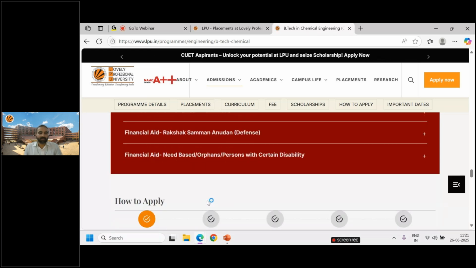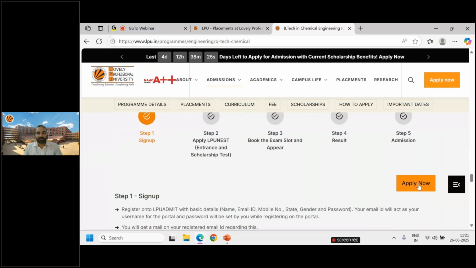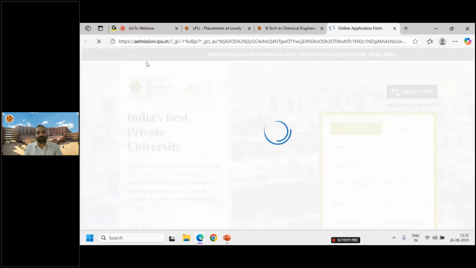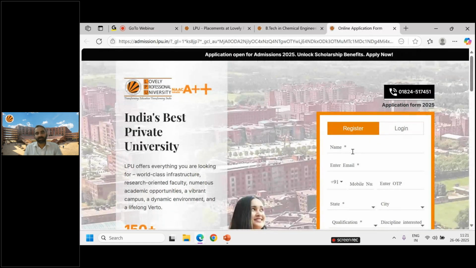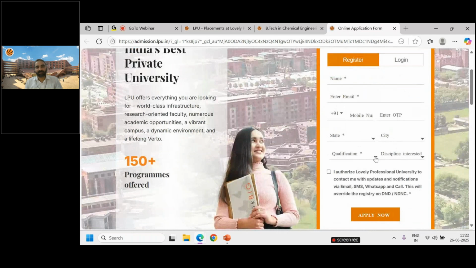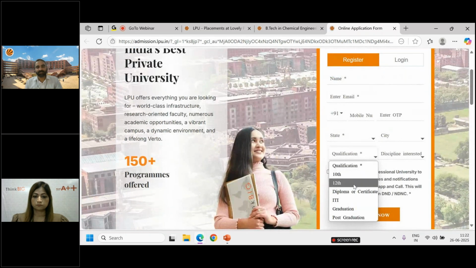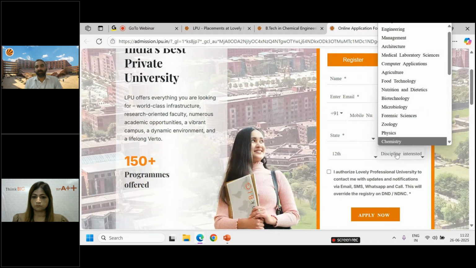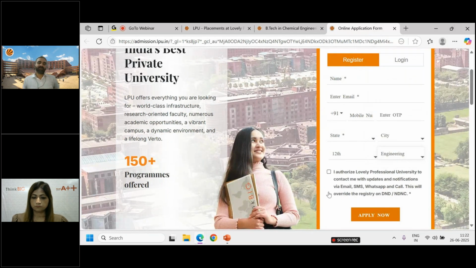And then how you apply, this is the process. You need to click over here on Apply Now, this button is over here, and this one is also there, so it's up to you. Suppose I click over here on Apply Now, then you can see the admission.lpu.in web page will open, and there are two options, register and login. If you have already registered, then you simply click on login. If you have not registered, then you put your name, email ID, and mobile number, with the state, city, and qualification. Suppose your previous qualification is 12th and you want to select BTech chemical engineering. This is a very simple way to register.